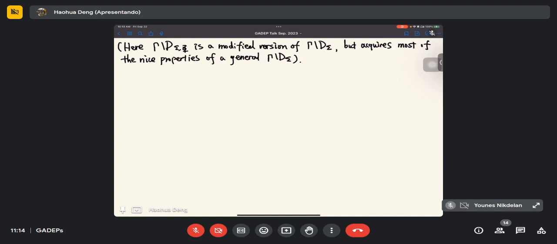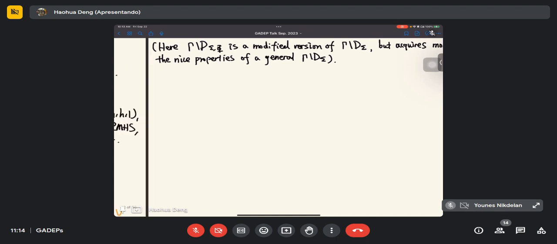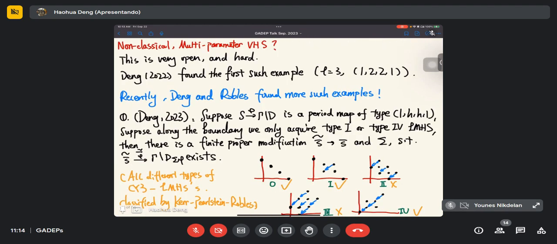Just a question. Yeah, please. Is maximal unipotent monodromy included in your result? Oh, of course, because type 4 means the cube is not 0. Yes, so of course the Hodge-Tate case is included.